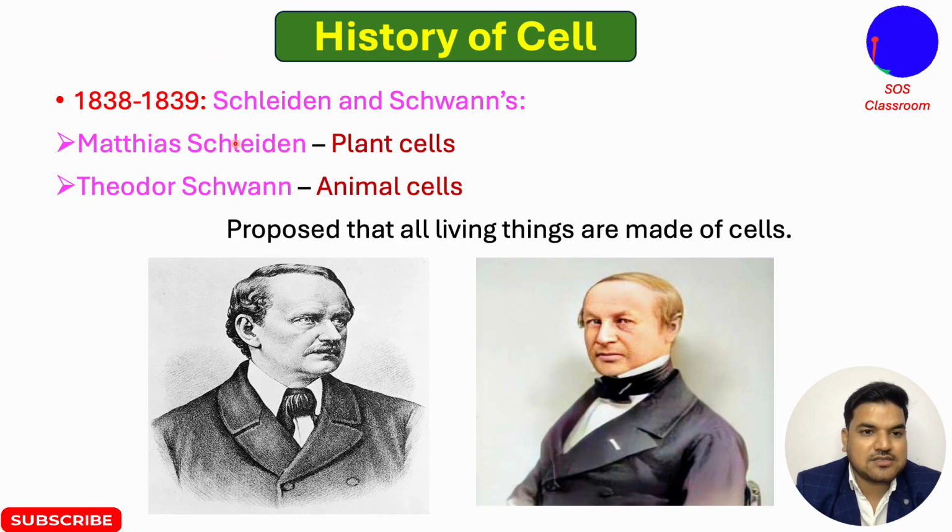Next, there are two scientists, Matthias Schleiden and Theodor Schwann, who proposed that all living things are made of cells, meaning each and every living thing is made of cells. In plant cells, the discovery was done by Matthias Schleiden, and in animal cells, the discovery was done by Theodor Schwann.